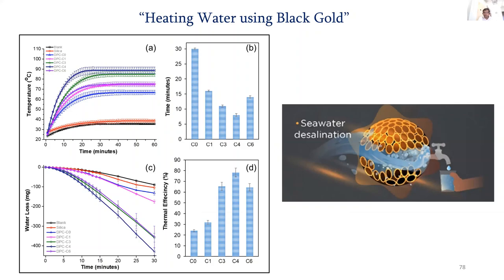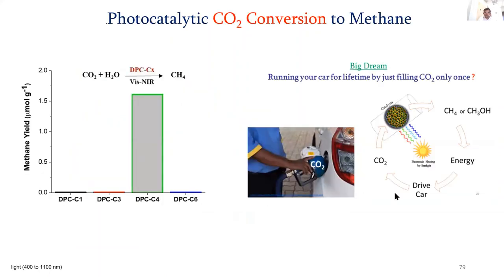Right, so I give you the hypothesis: can I do this? Can I drive the car using CO2? In the example here, CO2 plus water, I get methane, using black gold, DPC is a term for the black gold, and visible light, visible near-IR, solar light. So this concept is there to prove, to fulfill this big dream. Obviously, the yield is less, the productivity is less because this is at a research level, but the science is there. We can improve, and we may one day come up with this. Maybe one day you can drive your car using CO2 with water and sunlight.